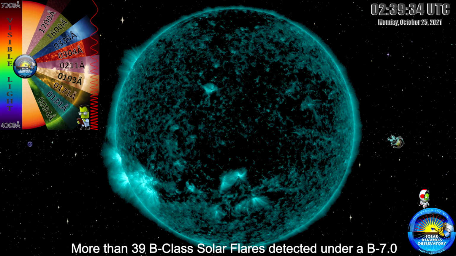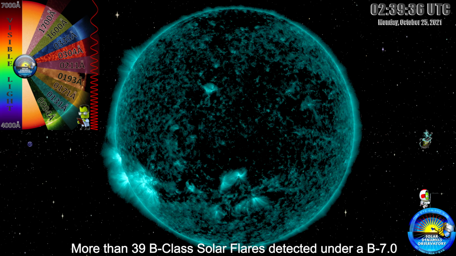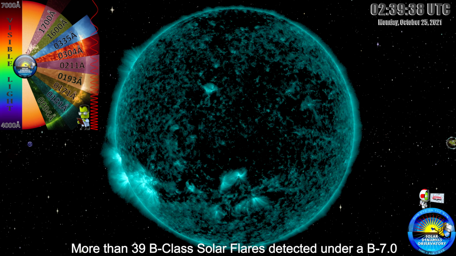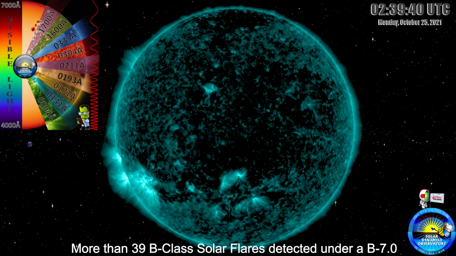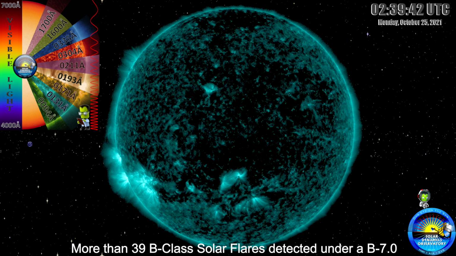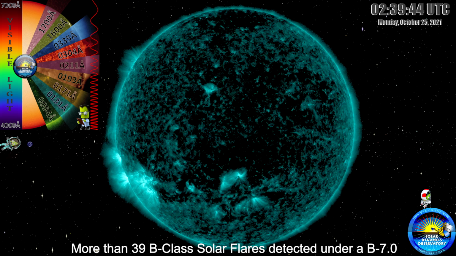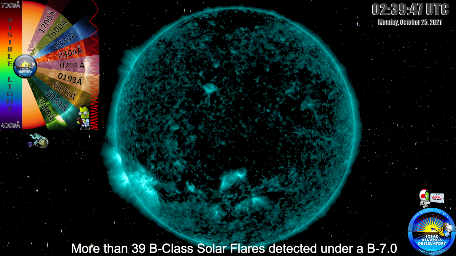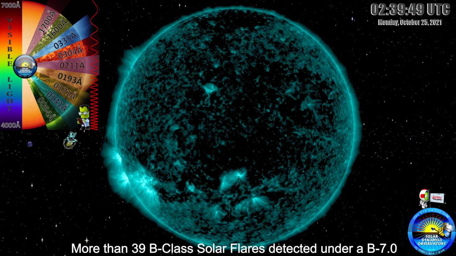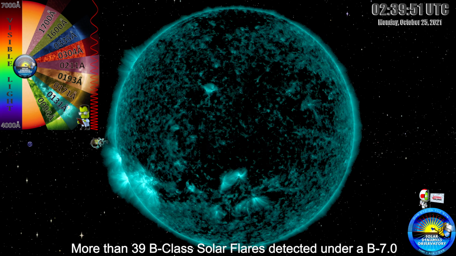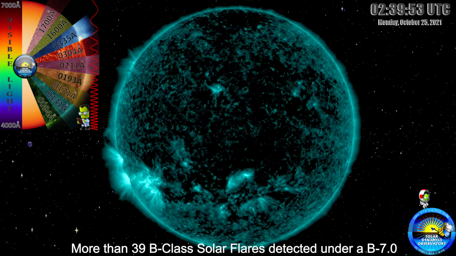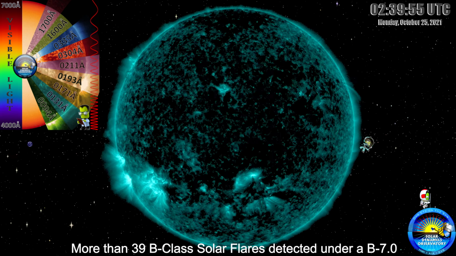This filter is Angstrom 131 and is designed to study solar flares. It measures extremely hot temperatures around 10 million degrees Kelvin, 18 million degrees Fahrenheit, as well as cool plasmas around 400,000 degrees Kelvin, 720,000 degrees Fahrenheit, and shows flaring regions of the corona. The primary ion seen here is 27 times ionized iron.